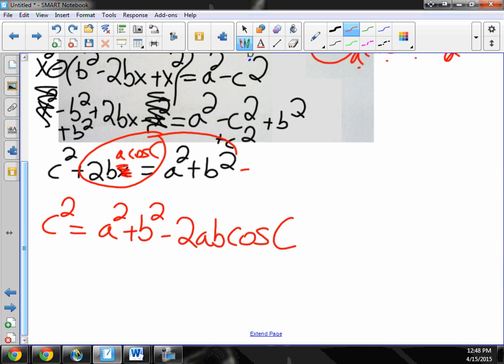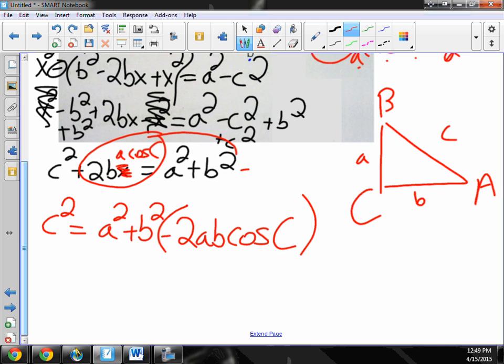Does this formula look similar to something we use pretty much every day? It looks like the Pythagorean theorem, right? The only difference is this extra stuff on the end. Well, what is angle C when we use the Pythagorean theorem? If I had A, B, and C, then this would be big C, big A, and big B. Angle C is always 90 degrees.